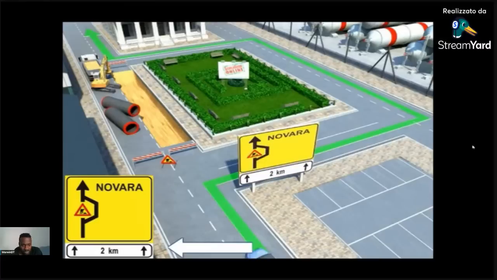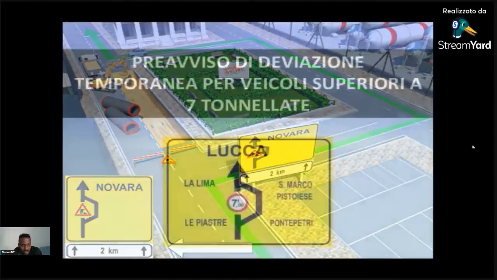So you see, this is reality. That you cannot go straight because they are working. So you need to take the right side in order to go straight to Novara. So you see the vehicle, then you turn to the left again. Very good, because they are working on the road. Very simple.